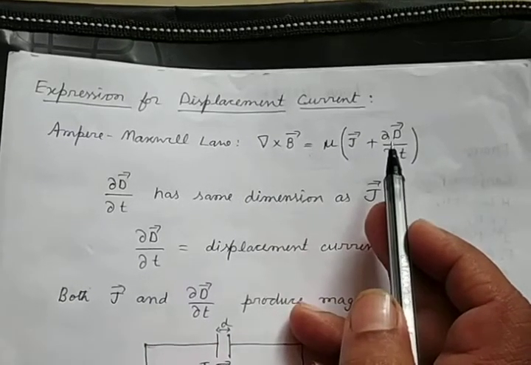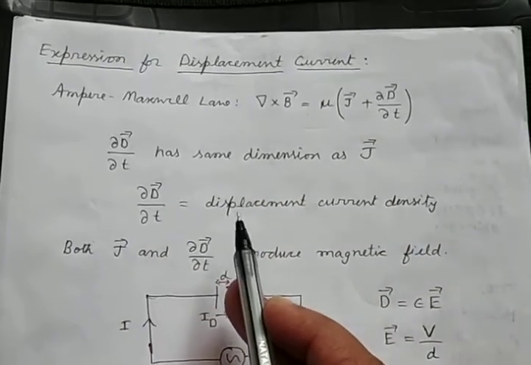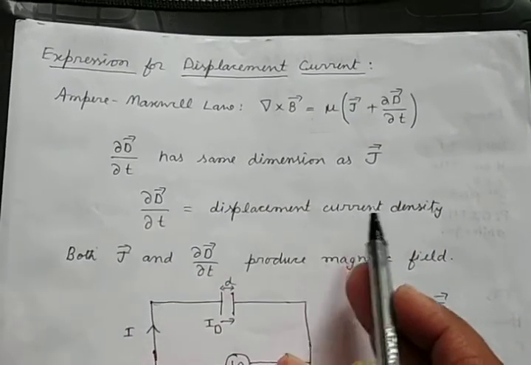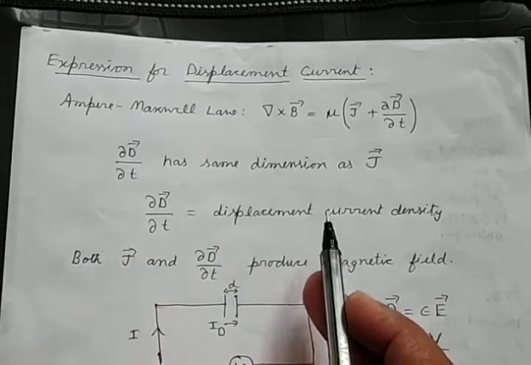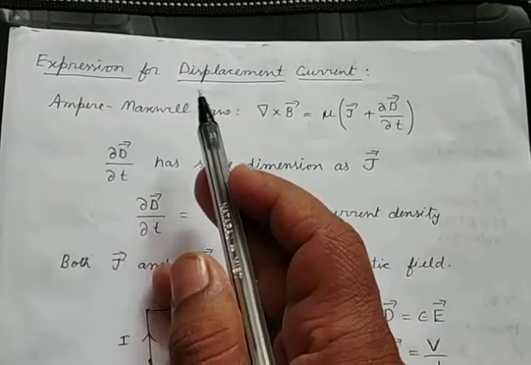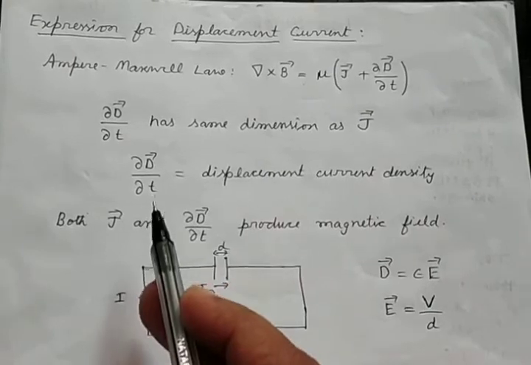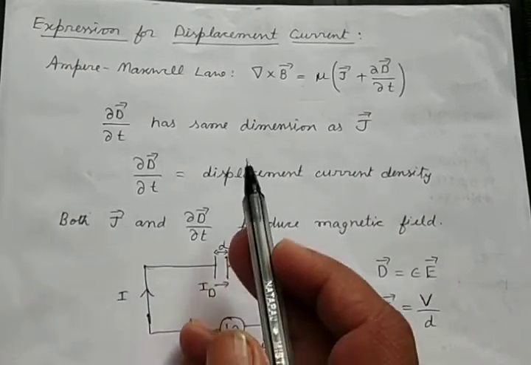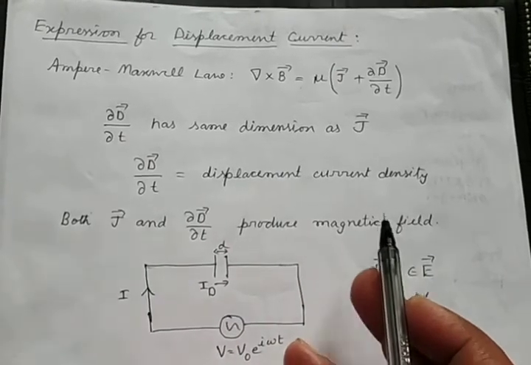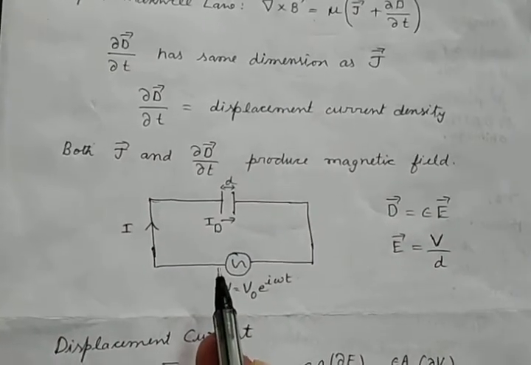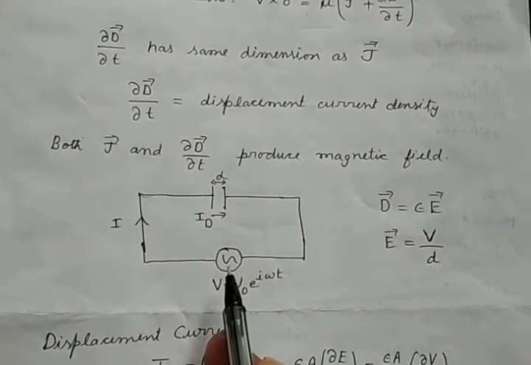So this is therefore a new type of current, and it is called the displacement current density. So what is this displacement current then? That is what we want to obtain: the expression for the displacement current. Both J bar and ∂D bar/∂t have the same dimension, and both of them produce the magnetic field.